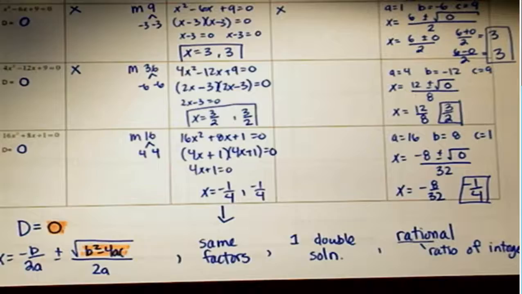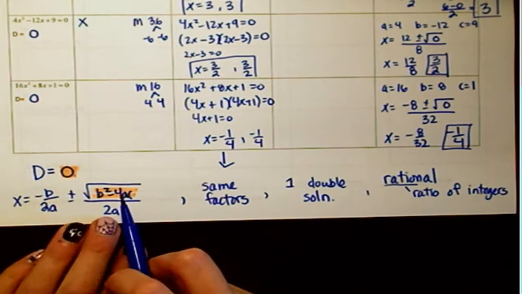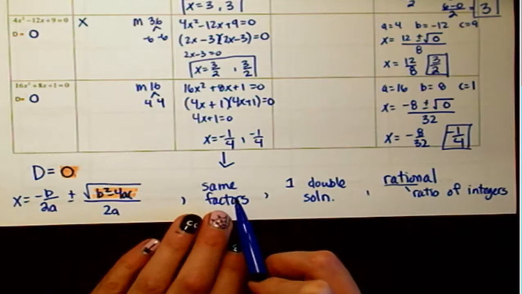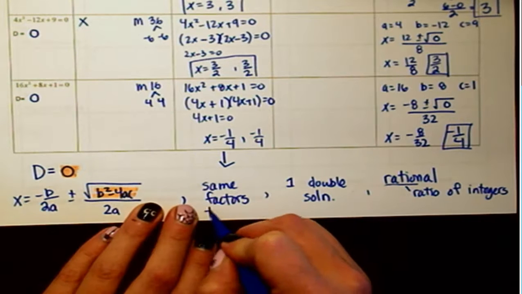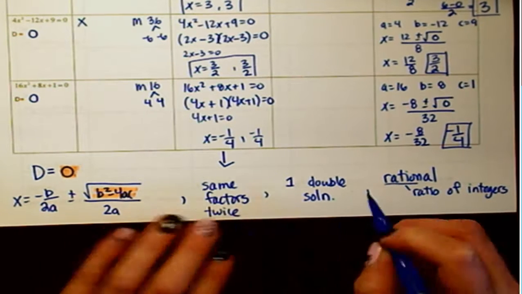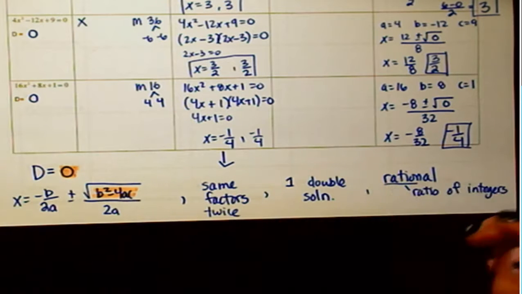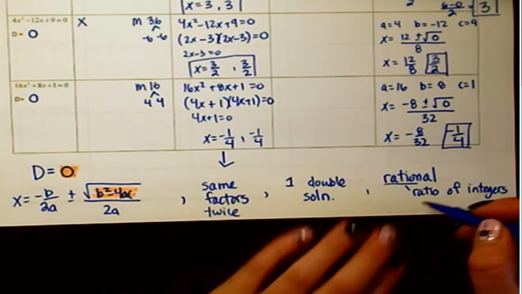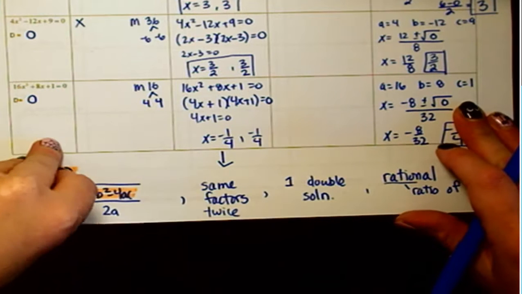So there's my conclusion. When the discriminant is 0, this part of the quadratic formula is 0. So that tells me that I get the same factor, right, twice. Same factor twice. I get one double solution. Notice how we got the same number, but we got it twice, okay? And this solution is called rational because it's a ratio of integers. All right, next page. I'm just going to do one of the problems, okay?